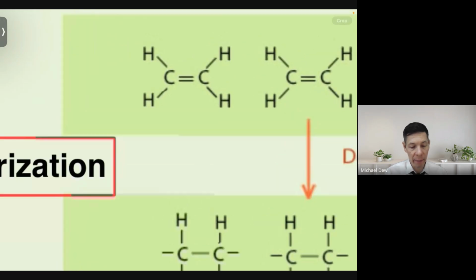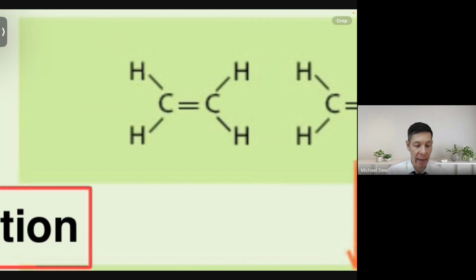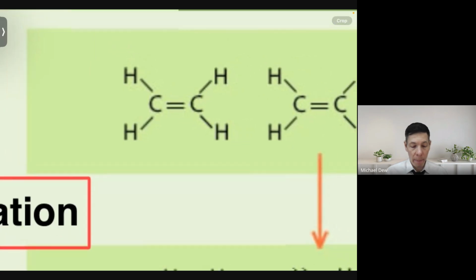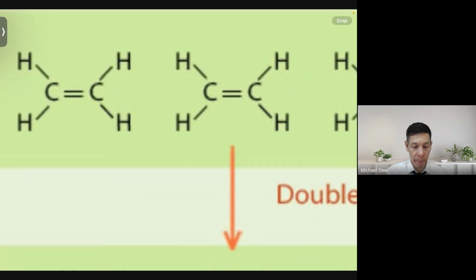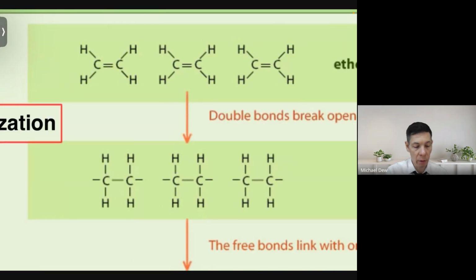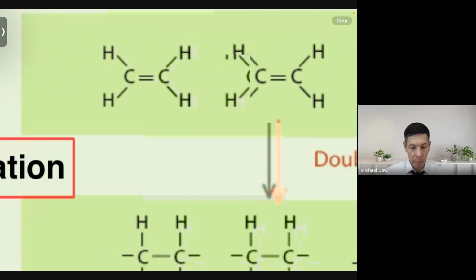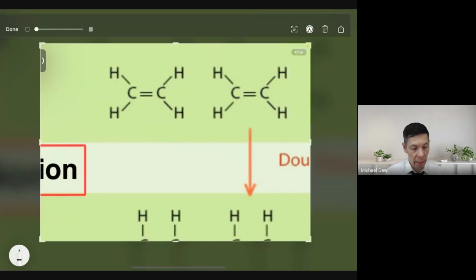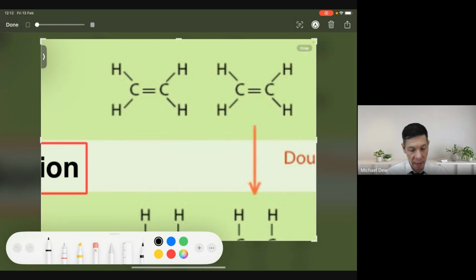So in this case, you can see it's ethene. We say ethene because there's two carbons, ETH, right? And we say ENE because there's a double bond, all right? And we have another ethene monomer and another ethene monomer. And if we take a look at the carbon, let's see, how many bonds can we count? Okay, so we can see that we have a double bond there.